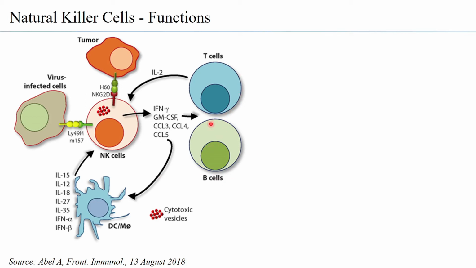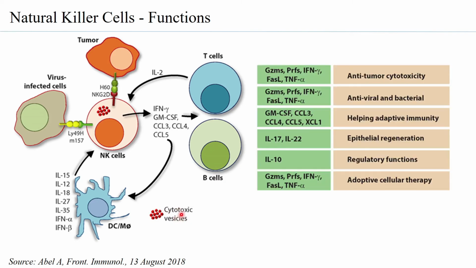Similarly, T helper cells and B cells can also, through their IL-2, activate natural killer cells, which in turn will give rise to several cytokines like gamma interferon, GM-CSF, CCL3, 4, 5, and these in turn will be able to get activated and function. It can also release a lot of cytotoxic vesicles, so that these vesicles release the hydrolytic constituents present inside it, that can kill the target cell.